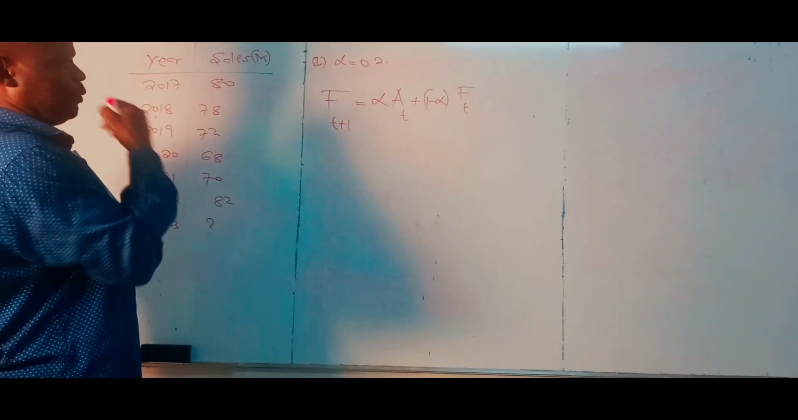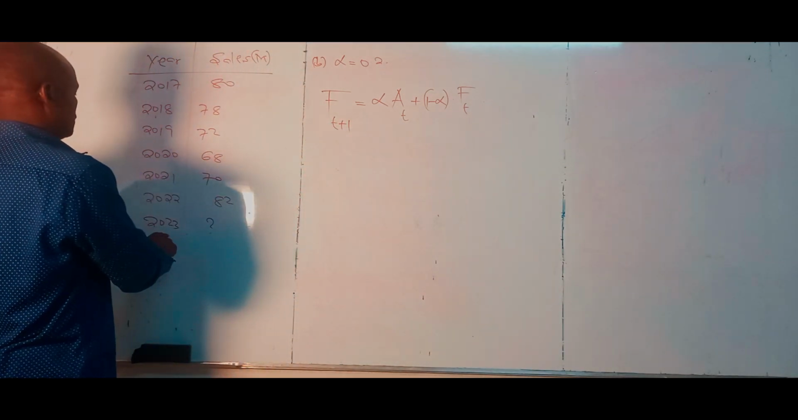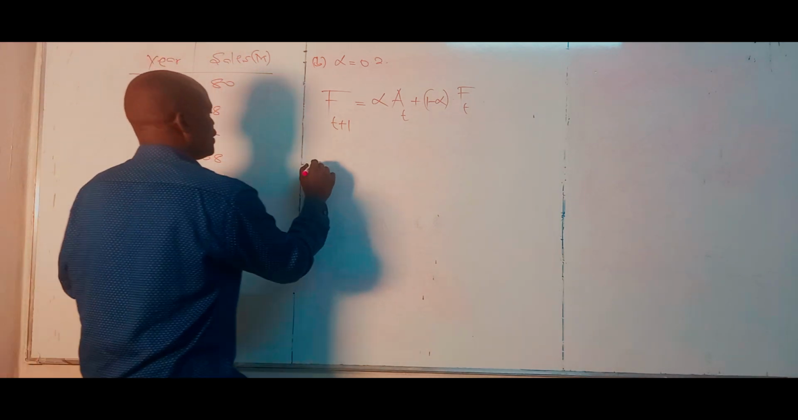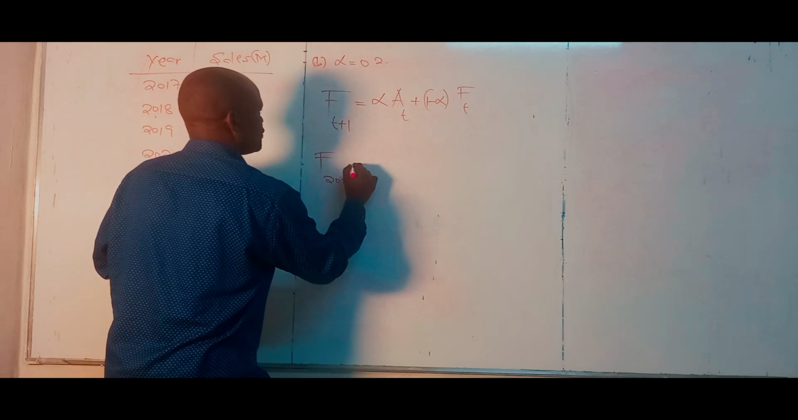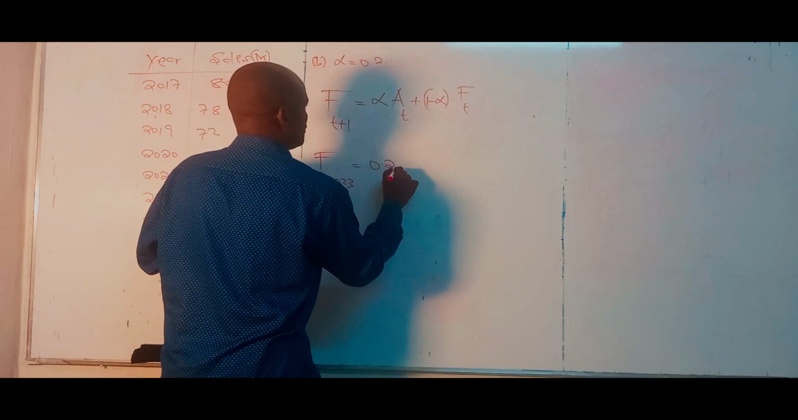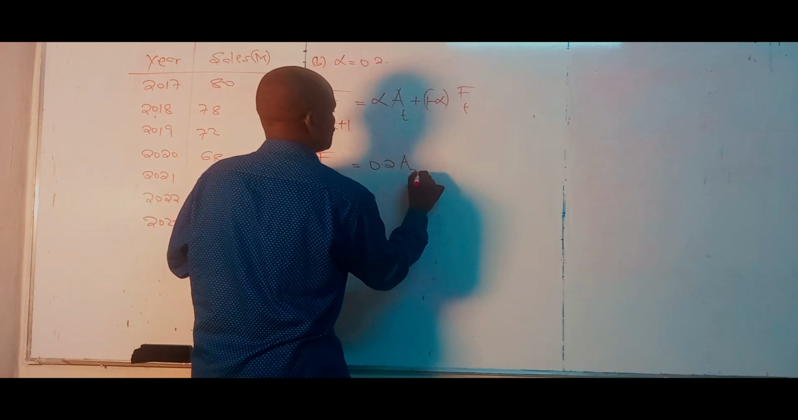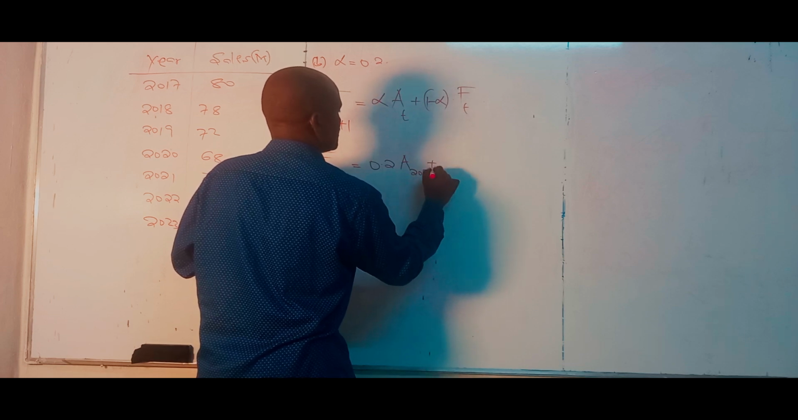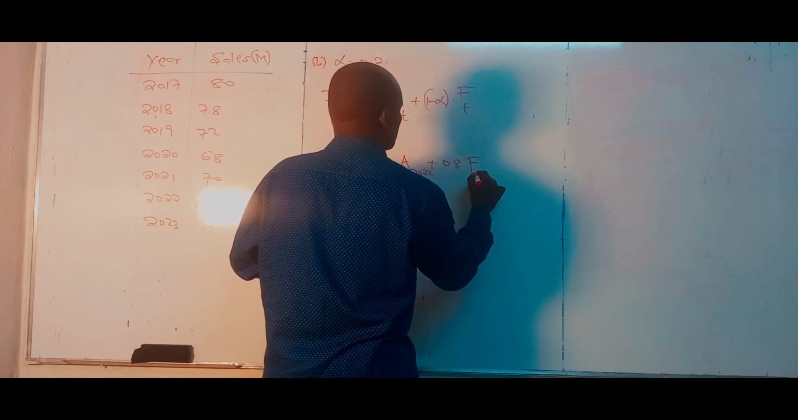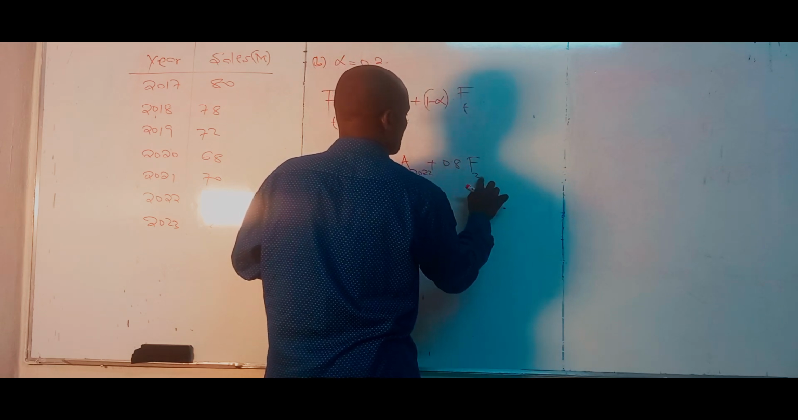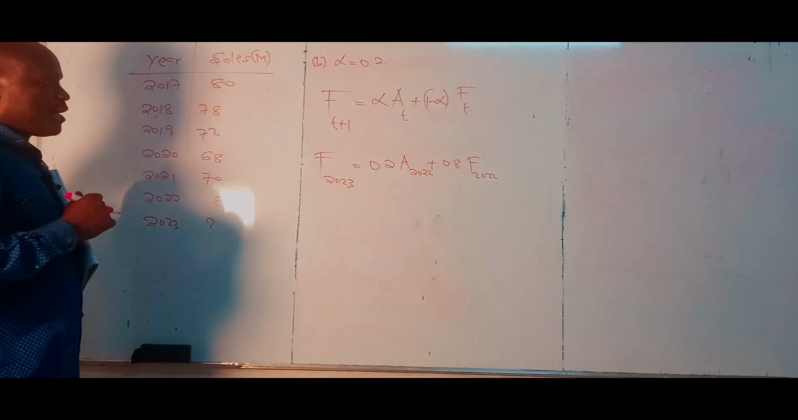So what we're saying is that, for instance, to get the forecast for 2023, that is F 2023, it will be 0.2 of the actual for 2022 plus 0.8 times the forecast for 2022. Yes, that's what we will have.